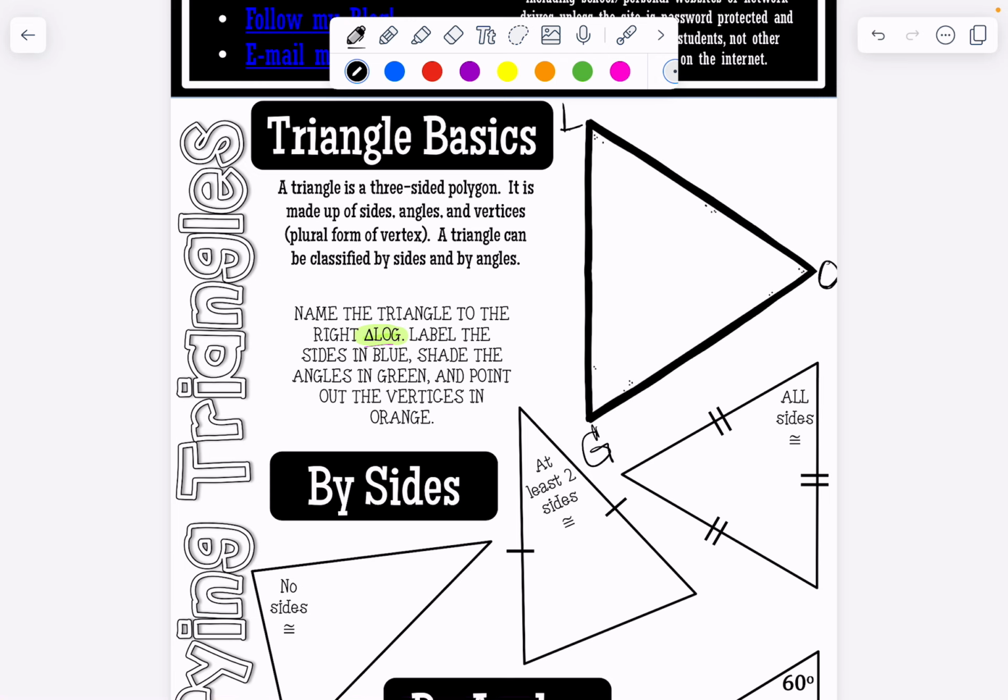All right. And it says label the sides in blue. So I'm going to go ahead and just highlight the sides in blue. Here is one side, another side, and another side. Shade the angles in green. So I'm going to use my highlighter tool to shade in our three angles, which is why it's called a triangle. And then point out the vertices in orange. So we have a vertex there, there, and there.